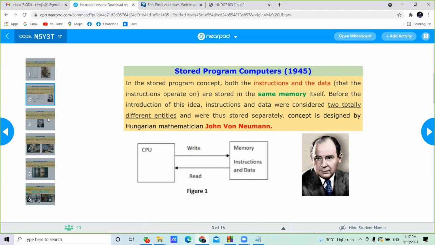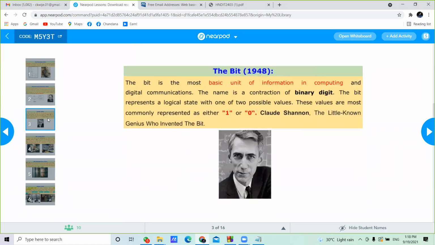Then we'll move to another important point: the bit, 1948. Actually, that's the short form of binary digit. This is the basic unit of measuring computer memory. A bit is a 1 or a 0, the space required to store a 1 or 0. The person who first invented the bit is Claude Shannon.